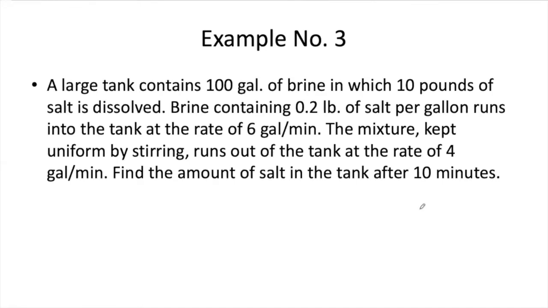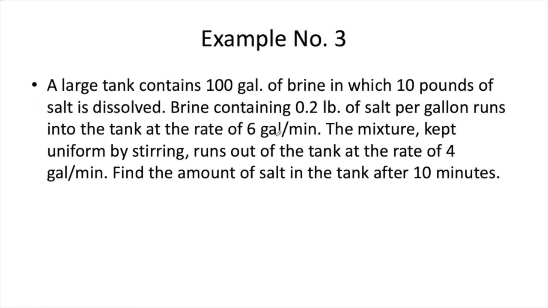Example number 3, last example. A large tank contains 100 gallons of brine in which 10 pounds of salt is dissolved. Brine containing 0.2 pounds of salt per gallon runs into the tank at the rate of 6 gallons per minute. The mixture, kept uniform by stirring, runs out of the tank at the rate of 4 gallons per minute. Find the amount of salt in the tank after 10 minutes. Okay, what have you observed? What have you noticed?